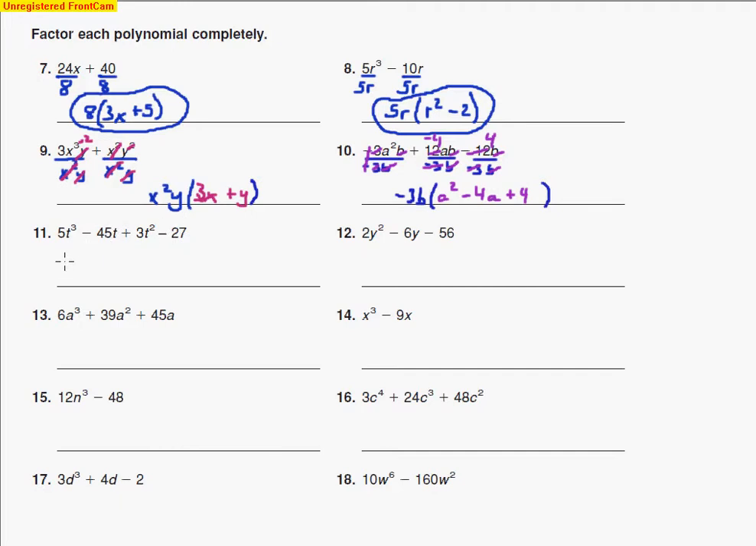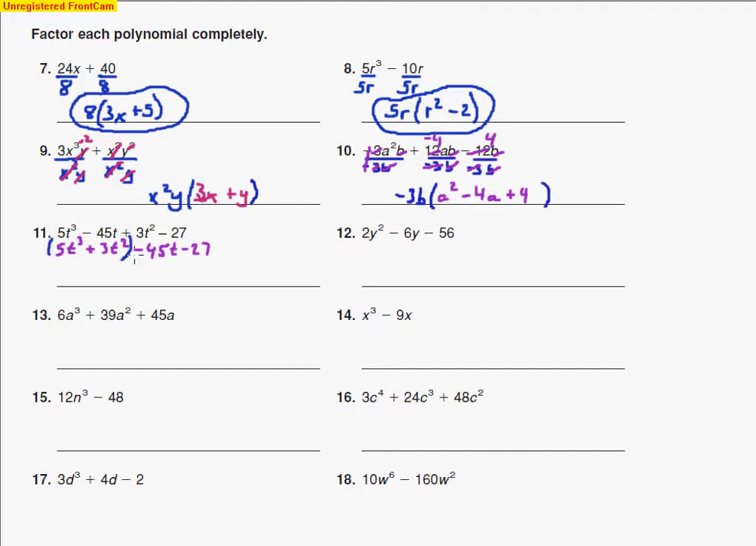So I put it in what's called descending order, so I'm going to go ahead and do that first. 5t to the third, positive 3t squared, and then the minus 45t, and then the minus 27. I typically like to do that; I just like it in this form. Then I put parentheses, because I don't see any common factors between all the numbers. This one doesn't have a t, and 3 doesn't go into 5, so we can't use any numbers to factor anything out.